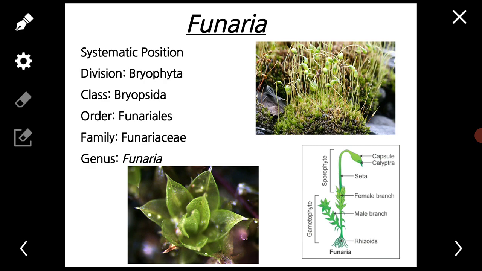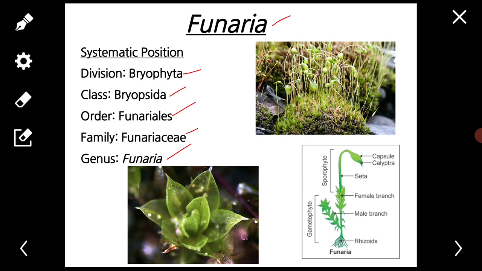Today we will study the next or last plant of the Bryophyta, that is Funaria. The systematic position of Funaria: it belongs to the division Bryophyta, class Bryopsida, order Funariales, family Funariaceae, genus Funaria.